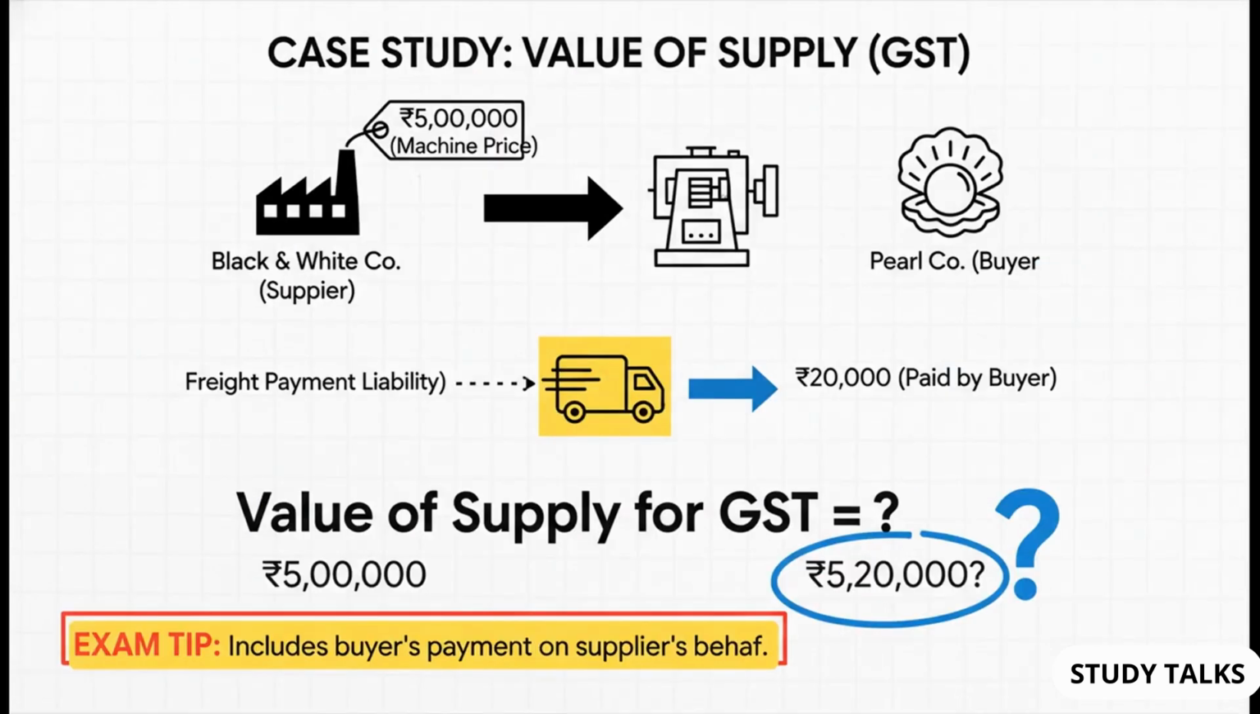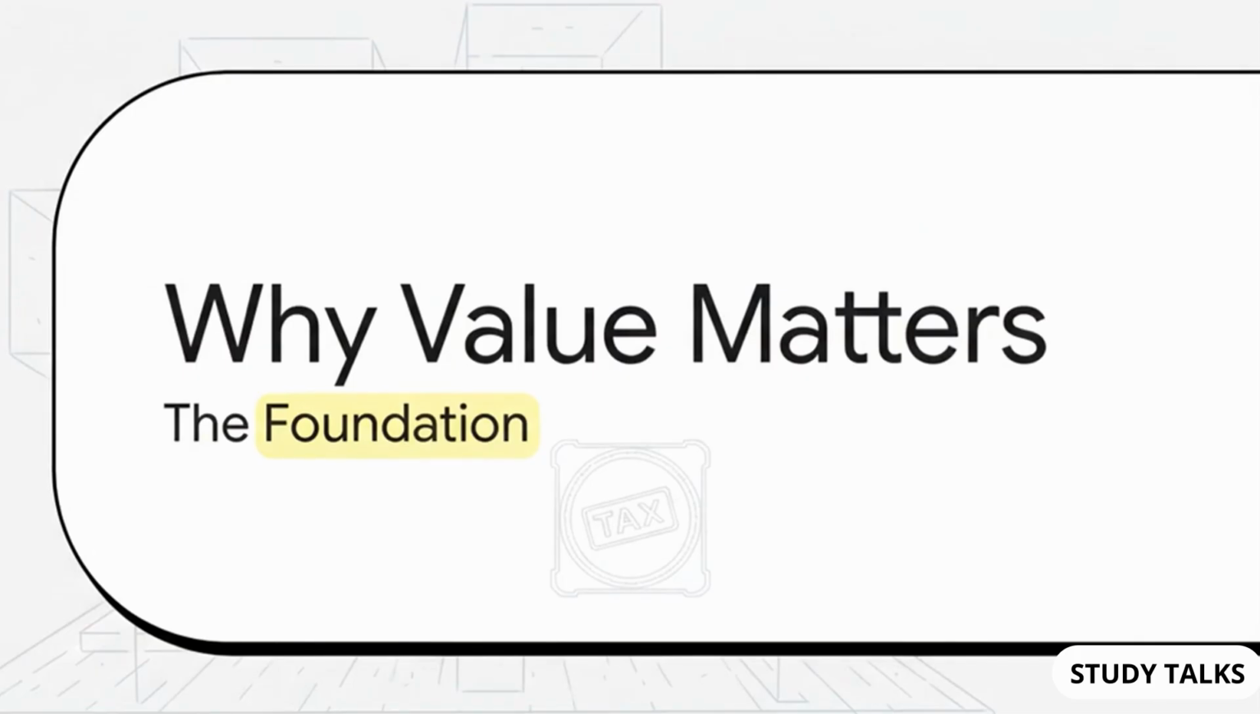And here is the main problem we're going to solve together today. Black and White Company sells a machine to Pearl Company for 5 lakh rupees. Now the contract says Black and White is responsible for delivery. But the buyer, Pearl Co., goes ahead and pays the 20,000 rupee freight charge directly to the transporter on behalf of Black and White. So what is the correct value of supply for GST? Is it 5 lakhs or is it 5,20,000? Let's figure it out.